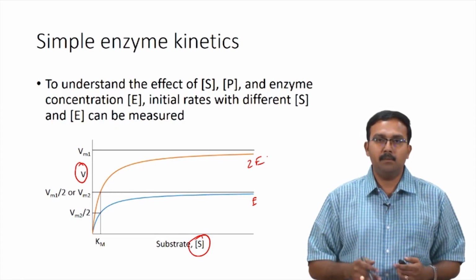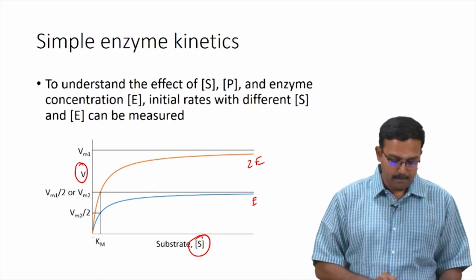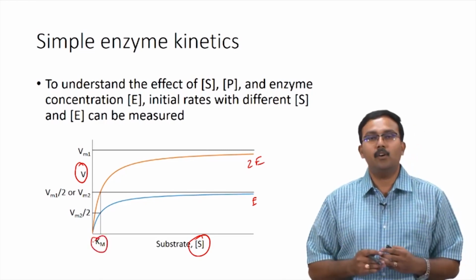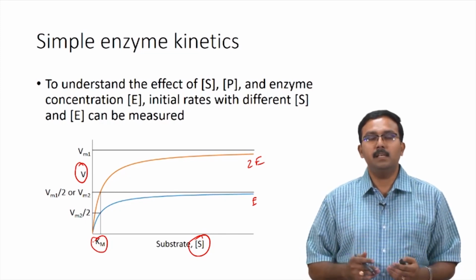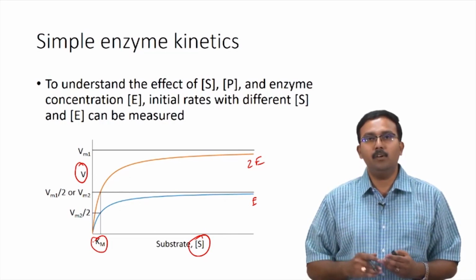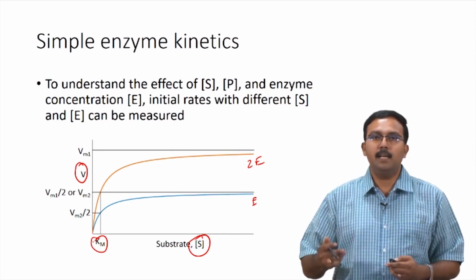Other than the maximum rate which is Vm, we also have another term called Km. Km is a constant which is the dissociation constant. So, Km gives us an understanding of the affinity of the enzyme to the substrate. So, the lower the Km, the higher the affinity.